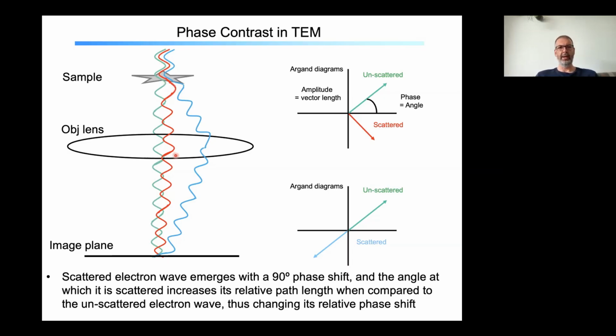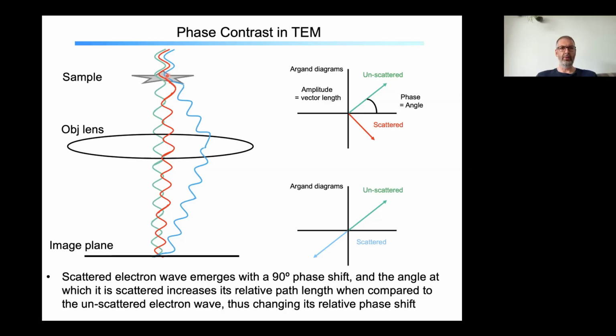And you can see that here, again, represented on the Argand diagram. So you've got essentially the amplitude as the vector length, and then the relative phase between the unscattered and scattered wave due to this initial 90-degree phase change of the scattered wave upon interaction with the sample.